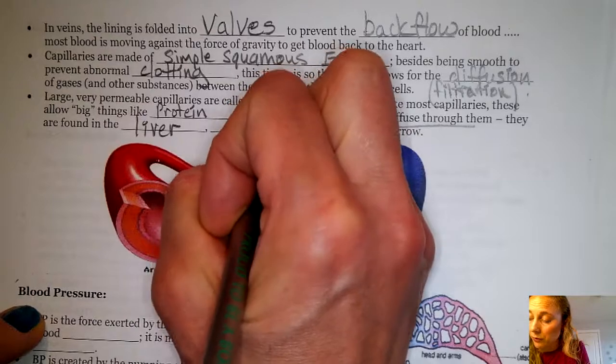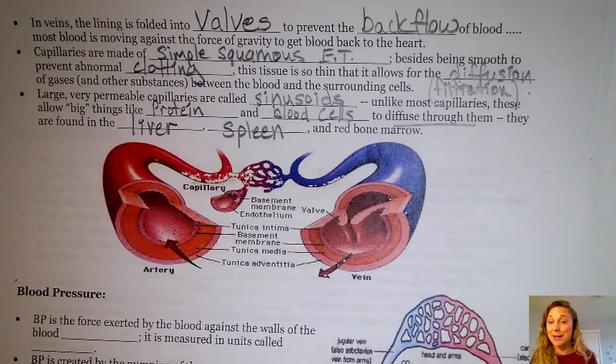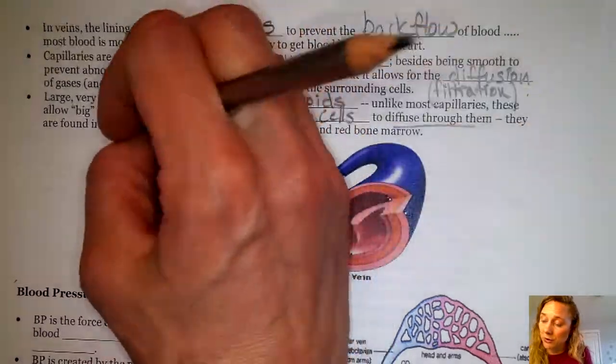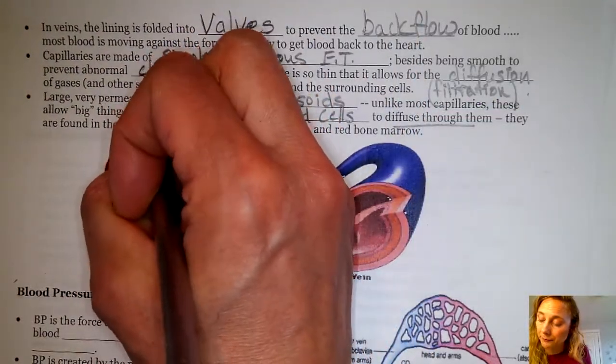That's how your red blood cells are able to get out of the red bone marrow and into circulation, for example. And the liver and spleen are continually filtering and monitoring the blood.